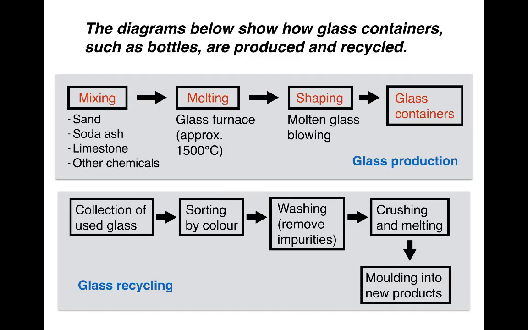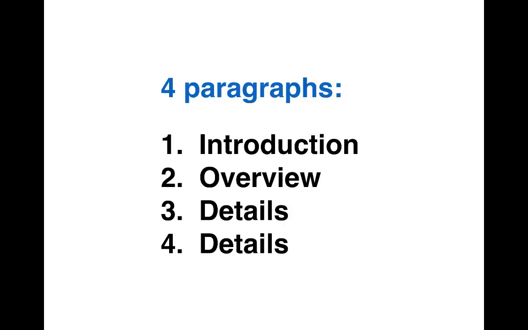Here's the question. Let's look at the question statement at the top first. The diagrams below show how glass containers such as bottles are produced and recycled. You can see 2 grey boxes. We've got glass production with 4 steps in the top box and glass recycling in 5 steps in the bottom box. And our job is to describe those 2 processes. Let's follow our usual approach and write 4 paragraphs.